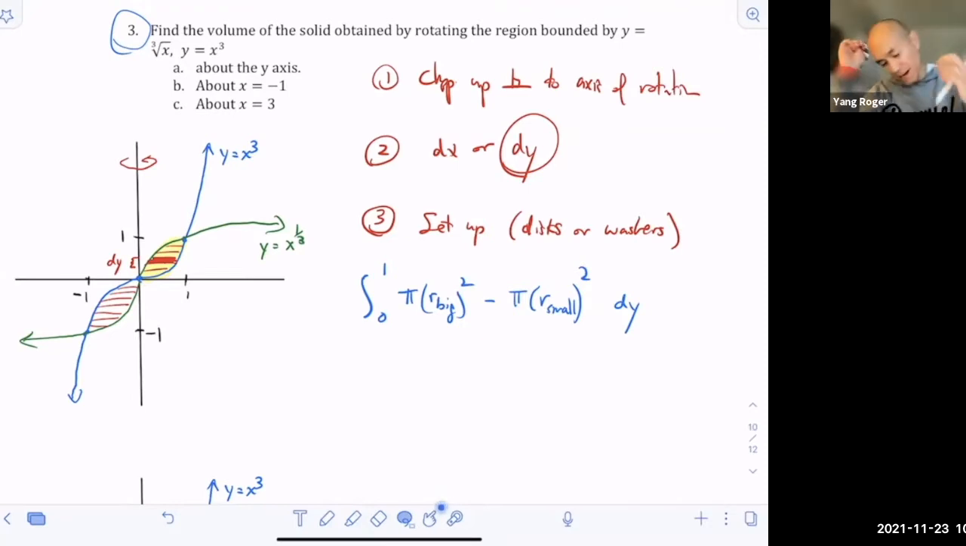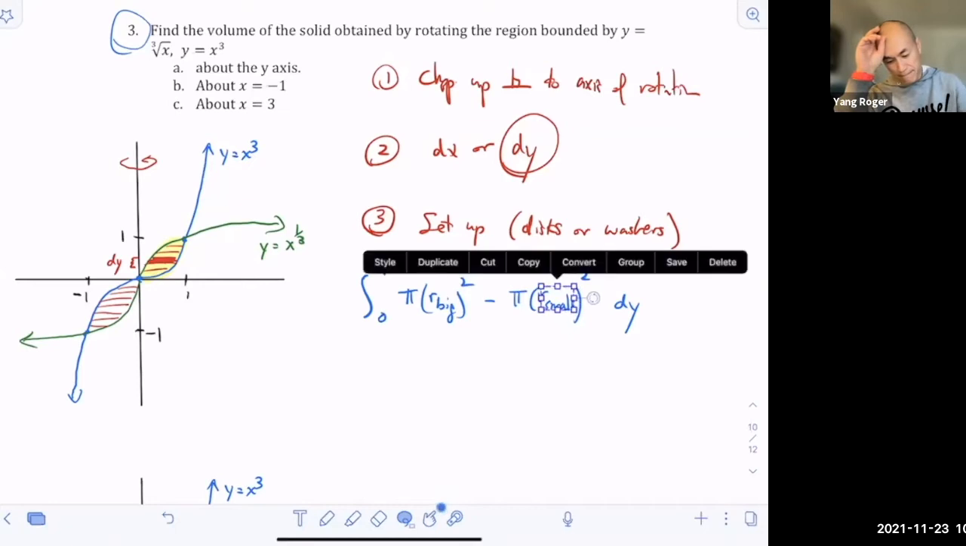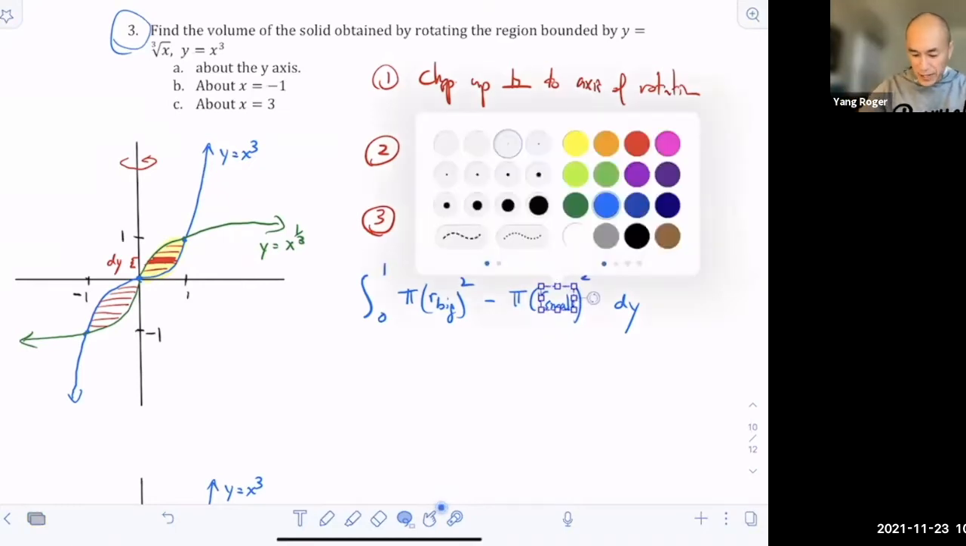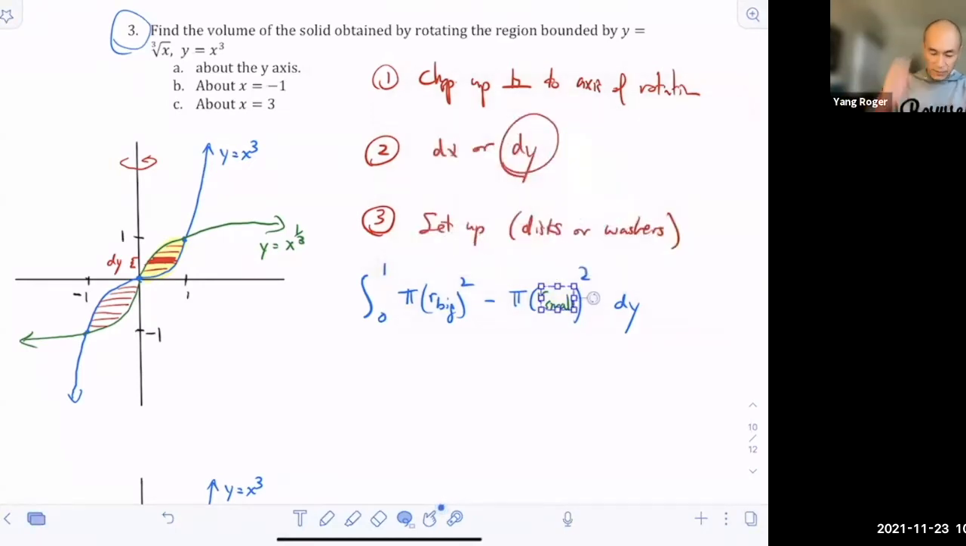No question. All right. Now, I hope we can all see that r big should be the blue curve and r small should be the green curve, right? Because you're going out to the green curve for the small radius, going out to the blue curve for the big radius. So why don't I change this to green to make it obvious? Okay.